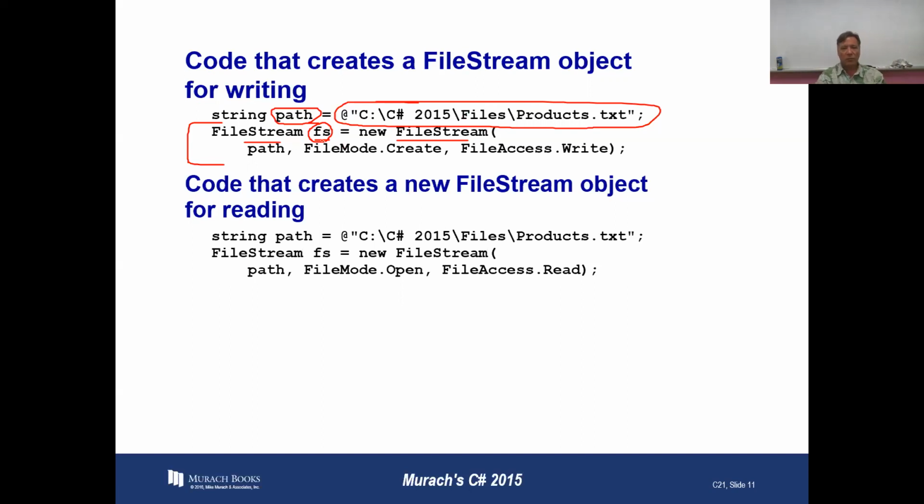So this is a FileStream. It's an object that you use to access a file, and this is the path to it. There's file mode, and here you're going to create it and then write to it. So this creates a new FileStream for writing, and this creates a new FileStream for reading. You create a path, and this says create a new FileStream object, and it's this file, and open it up for reading.